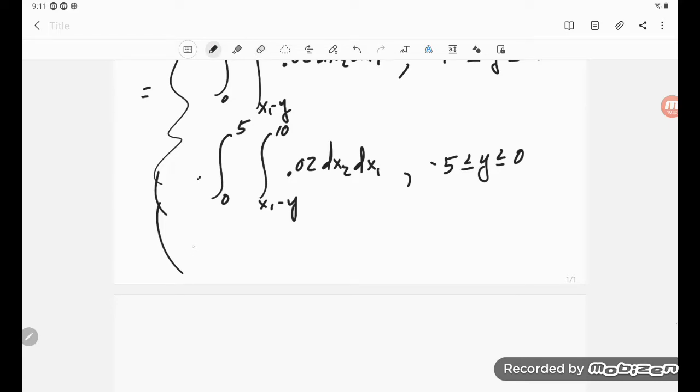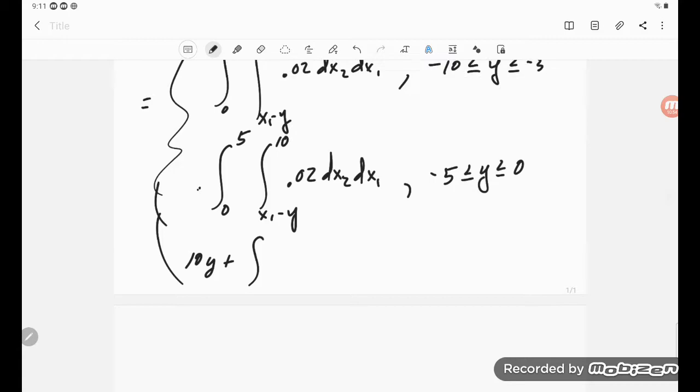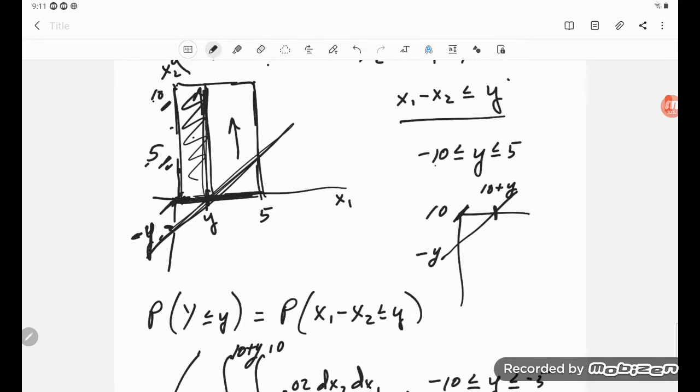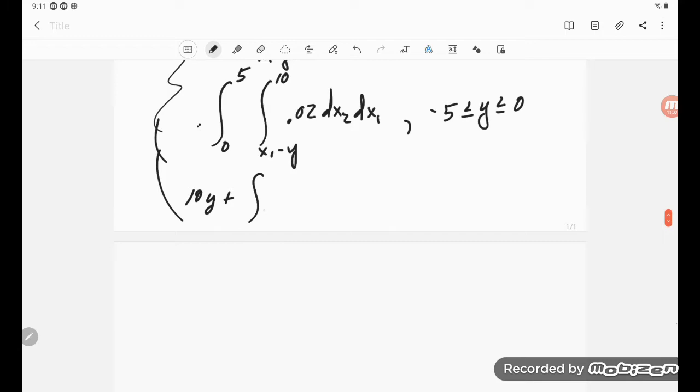So I have my rectangle of, oops, not 5, 10, because that was the height there, 10 times y, and then plus my integral, and that went from y to 5, and from x1 minus y to 10 of 0.02 dx2 dx1, and that is for 0 less than or equal to y less than or equal to 5.